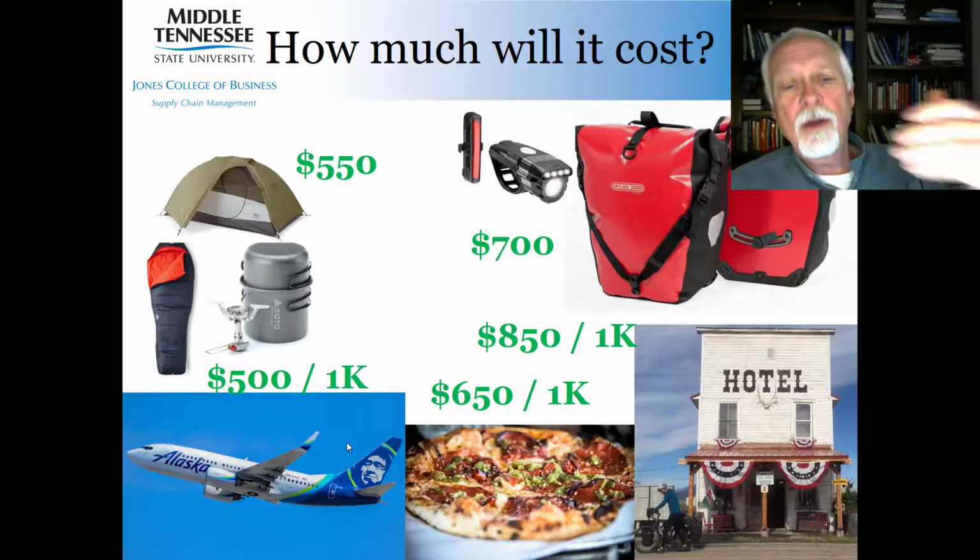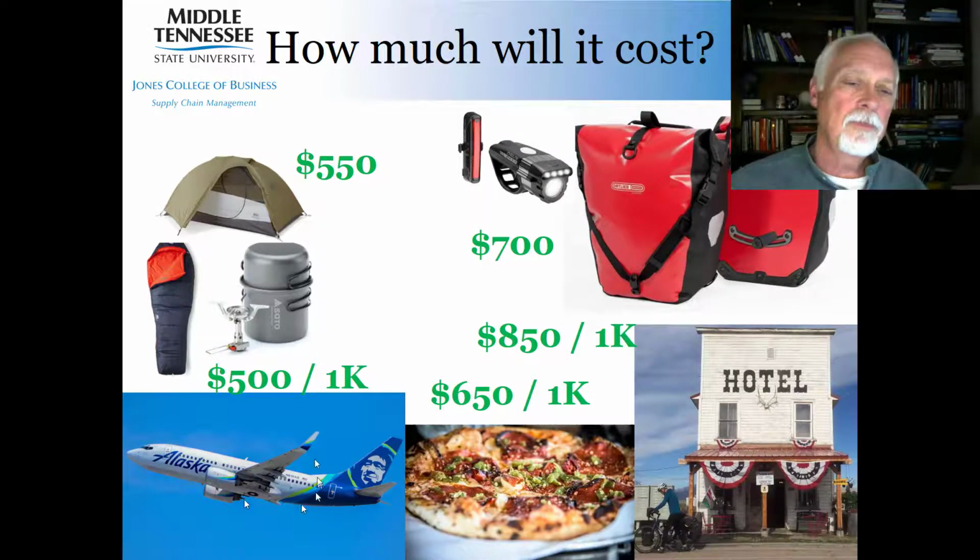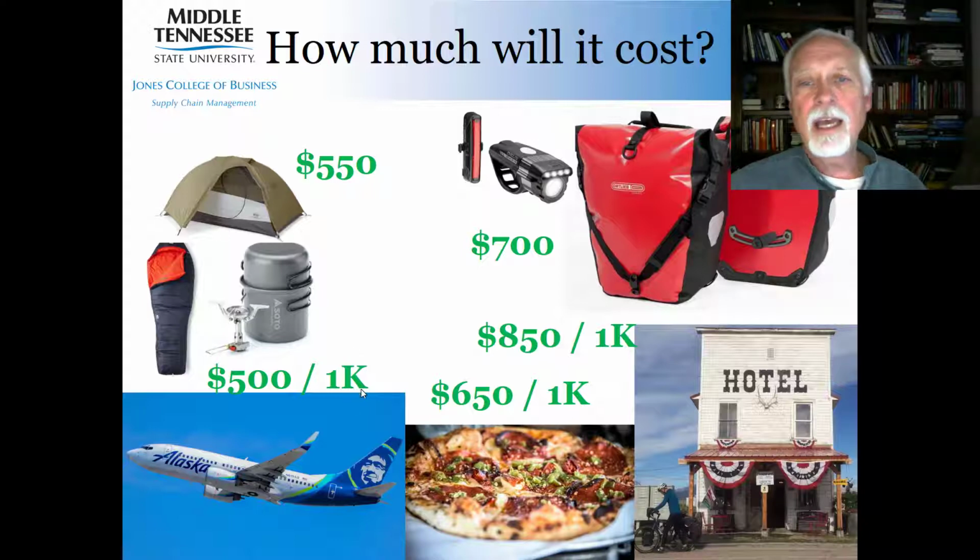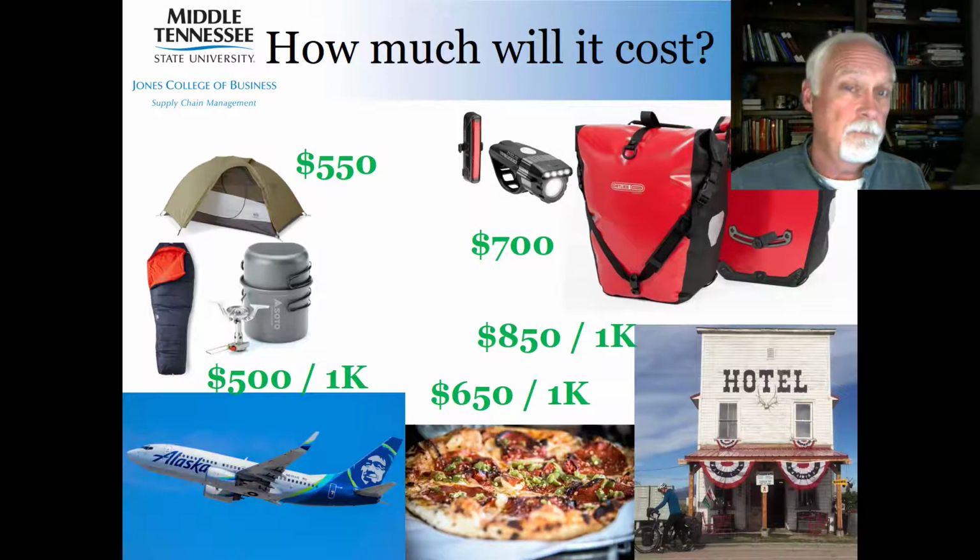Then for each one of the trips, approximately $500 in transportation costs, maybe $650. I'm saying per one segment, per 1,000 miles. Maybe $650 in food. I'm predicting each one of these segments will be right around 24 days. And in terms of lodging, maybe $850 per segment.